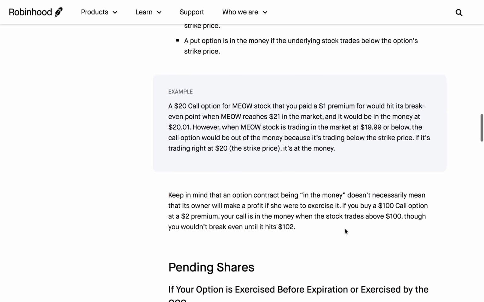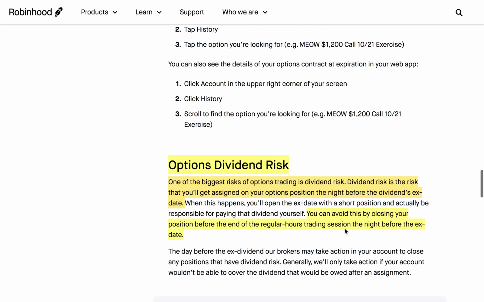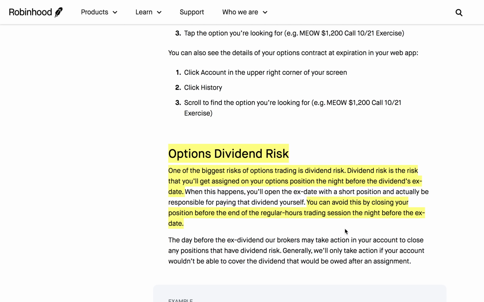Now, how can we avoid being early assigned? One thing that I always try to do is not let your multi-leg strategy expire on its own. Always close it out before expiration, just to avoid, on very rare occasions, being assigned right at expiration. So always try to close it out yourself.